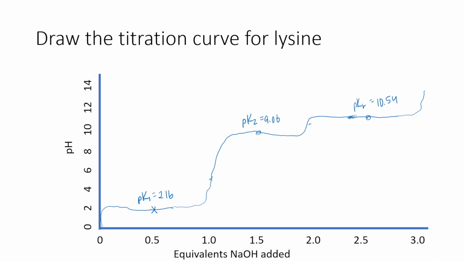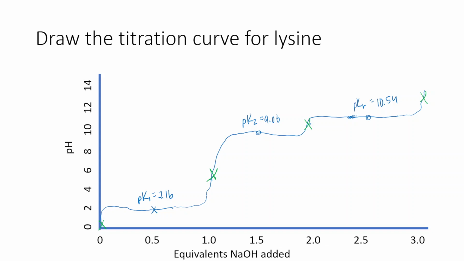Our equivalence points are going to be halfway between our pKs. And like you mentioned, the second equivalence point is kind of real short. But we have these points that are in between all of our pKs.